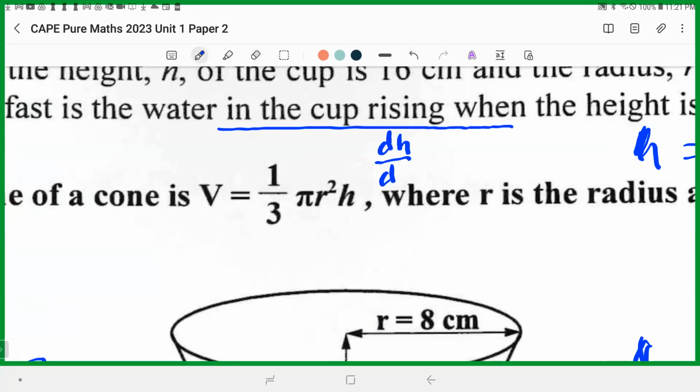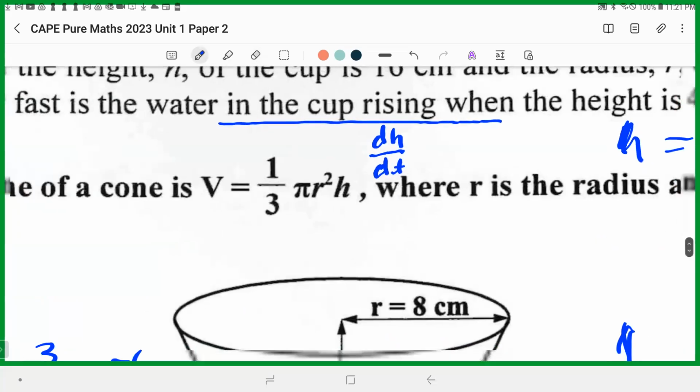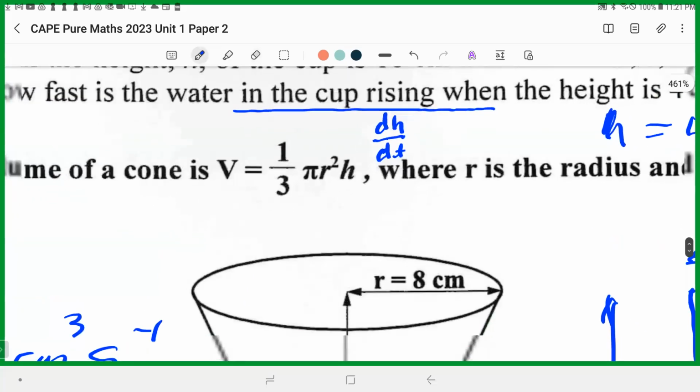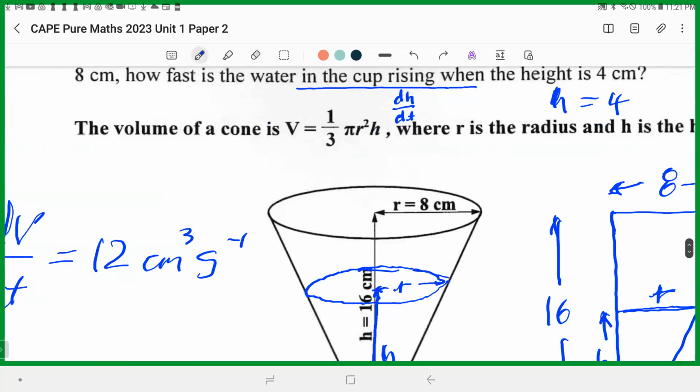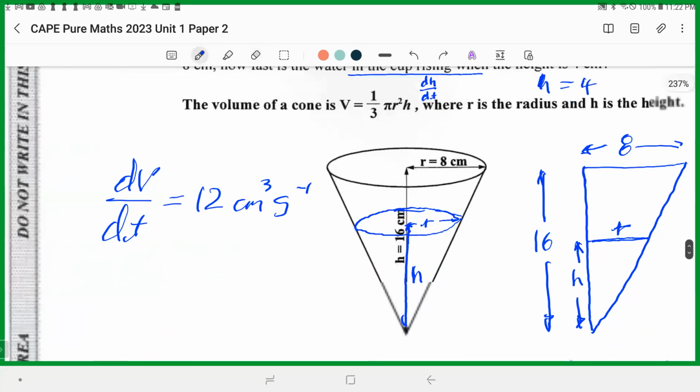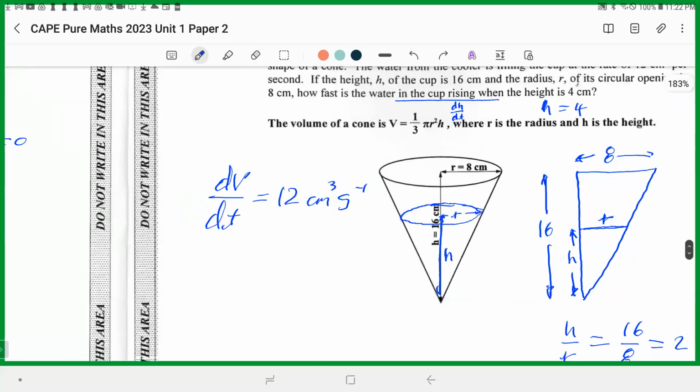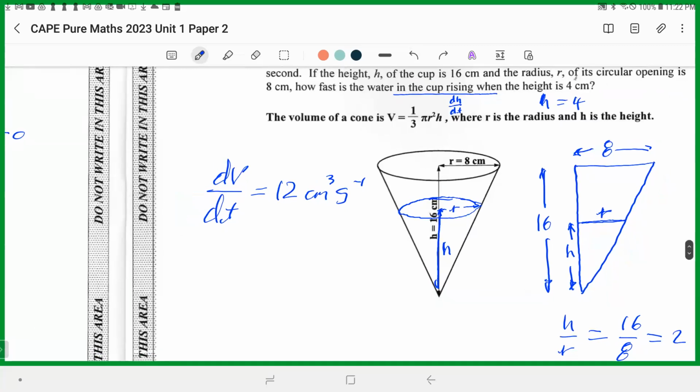We don't have any direct formula connecting h and t, so we have to connect the rates of change that we have. They even tell us the volume of a cone. The h is changing, r is also changing, but there's a relationship between them. So let's set it up now. We need to establish a relationship between V and h, so we can get dV by dh. We're going to need it.